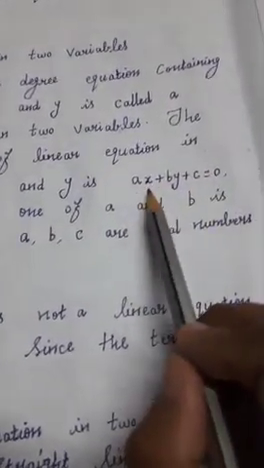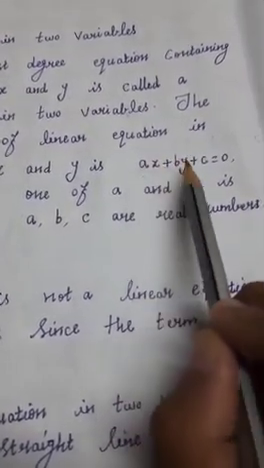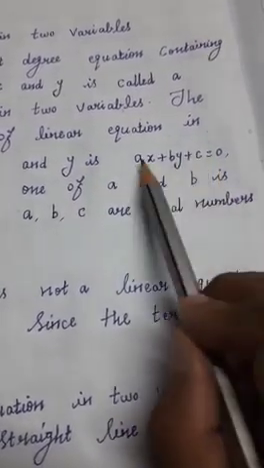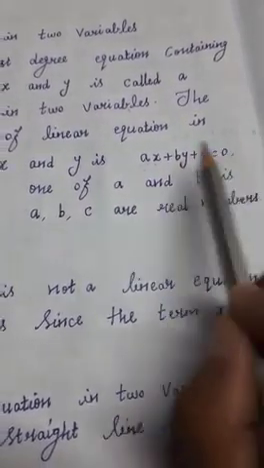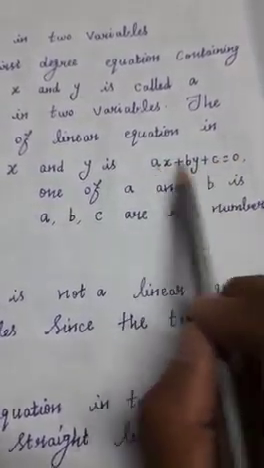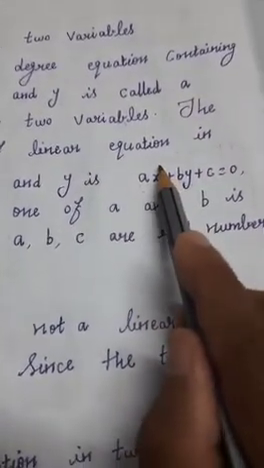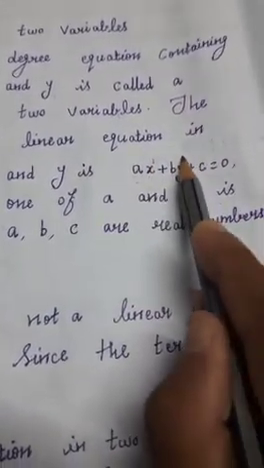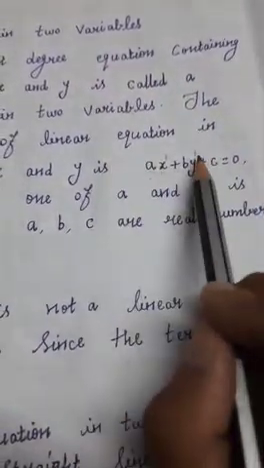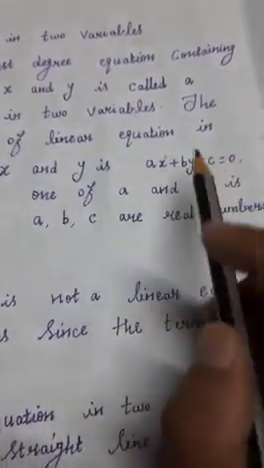So now see, here the variables are x and y. A is the coefficient of x and b is the coefficient of y, and c is the constant term. After the linear equation means the given equation has degree 1. The variable x has power 1, y also has power 1, so the degree of this equation is 1 only. So this is the linear equation, and here the variables are x and y only. So this is the linear equation in two variables.